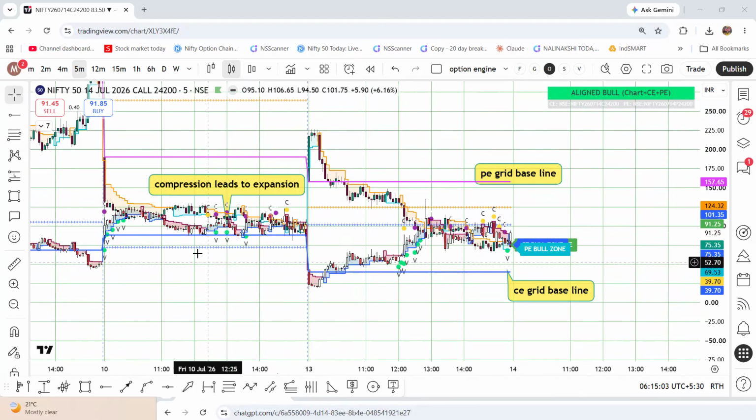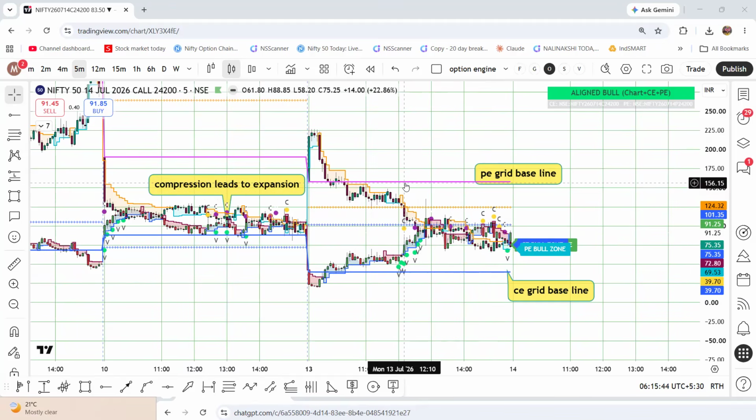Apart from that, in this dual option engine, I have coded for pivots. This is the pivot for the put option, and this blue color line is the pivot for the call option, and it is coded for the Nalini grid. The Nalini grid also has been included in this. Here, this is the CE grid baseline and PE grid baseline. So I have taken care of everything, and I'm going to show you something interesting.